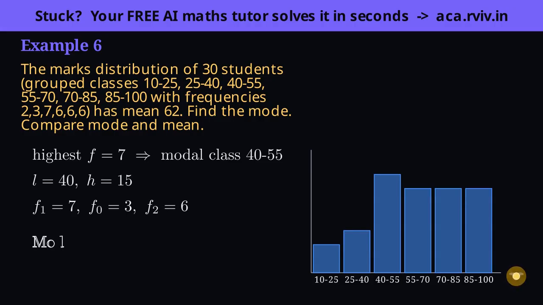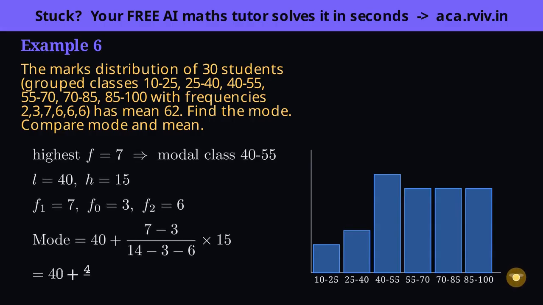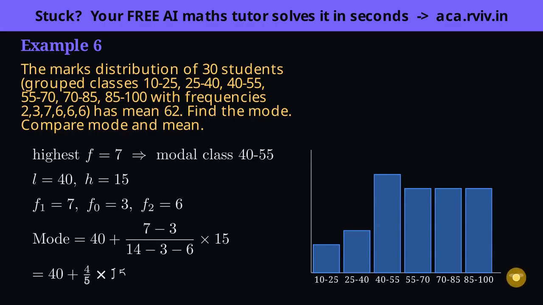Substitute into the mode formula. Notice the left neighbor, 3, is much lighter than the right neighbor, 6, so the peak should lean strongly to the left, and the numerator 7 minus 3 is large. Simplify: 4/5 of the class width. 4/5 of 15 is 12, a big lean, just as we predicted from the lopsided neighbors.